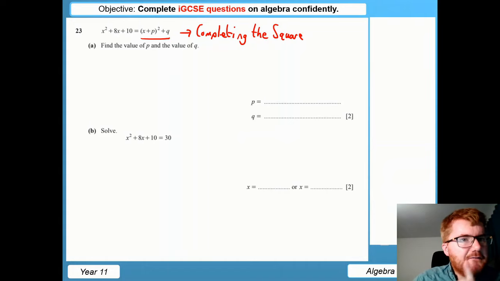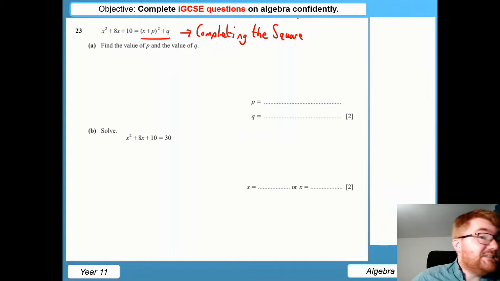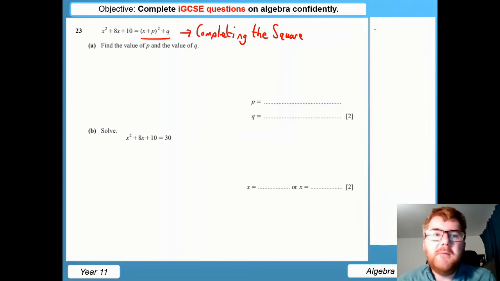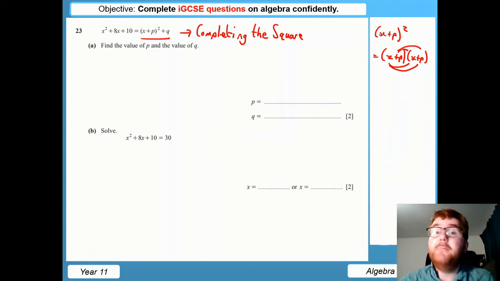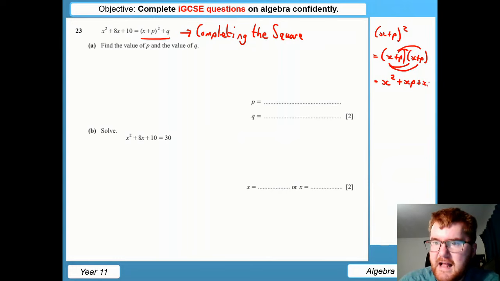Now I'm going to take a slightly different approach to this, and simply expand out the right hand side. Remember, (x plus p) all squared is just the same as (x plus p) times (x plus p). If we expand this using the double hook, we multiply everything by everything. x times x is x squared. x times p is xp. p times x is also xp. And then p times p is p squared.